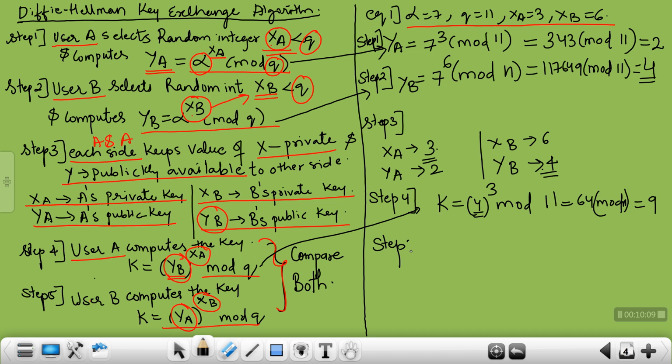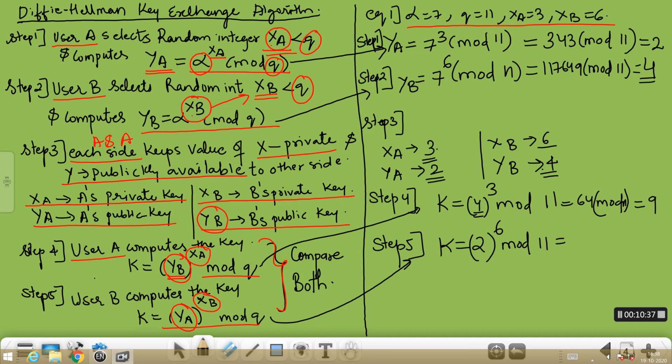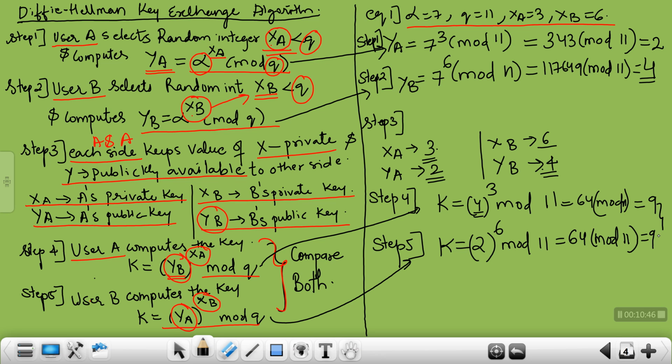In step 5, we need to check the key which is computed by B. To compute K, it will use K equals YA raised to XB mod of 11. YA is the public key of A, so B is using the public key of A raised to XB, which is given to us as 6. So let me check what is 2 raised to 6 mod of 11. Again it is 64, and 64 mod of 11 is nothing but 9. So both the keys calculated by user A and B are 9.